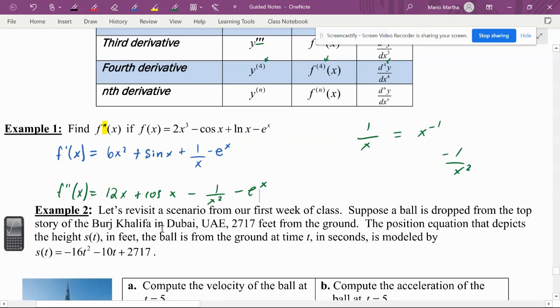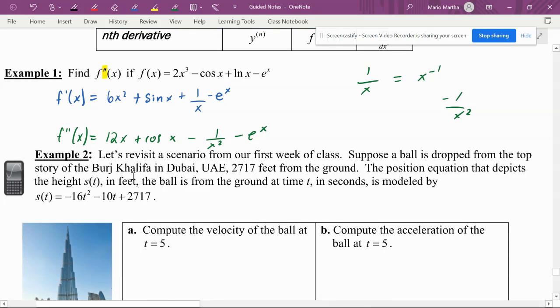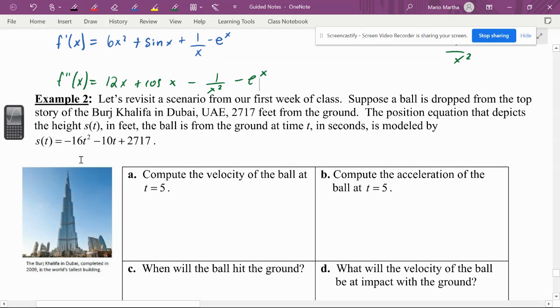So in example 2, let's revisit a scenario from our first week of class. Suppose a ball is dropped from the top of the Burj Khalifa in Dubai, 2,717 feet from the ground. The position equation that depicts the height s of t in feet of the ball from the ground at time t in seconds is modeled by the equation s of t equals negative 16t squared minus 10t plus 2717. It says compute the velocity of the ball at t equals 5.